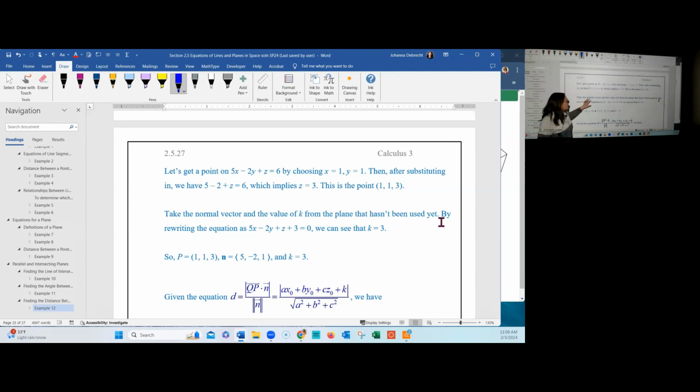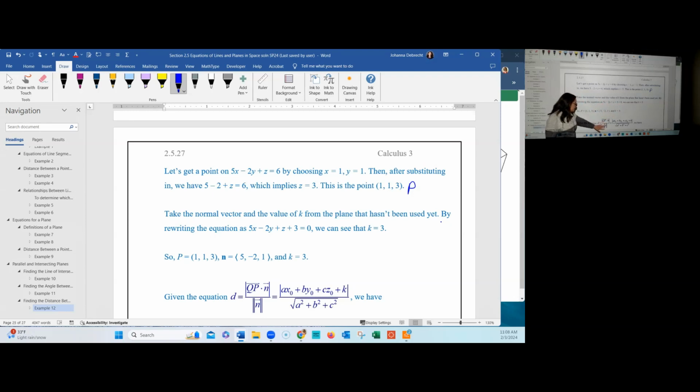And now what we want to do is we want to take the normal vector and the value of k from the other plane that we haven't used yet. So we chose our point P. So this is our point P right here. And now we need to choose k and our normal vector from the other plane. So k in this case is 3. Our normal vector will, I mean, they're parallel and exactly the same. So it's 5, negative 2, 1.